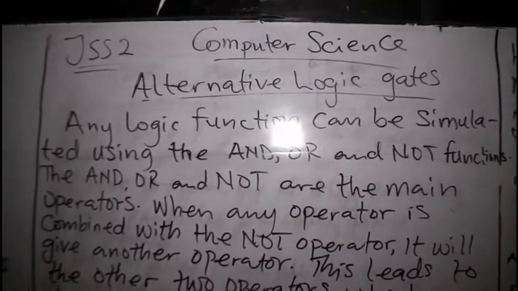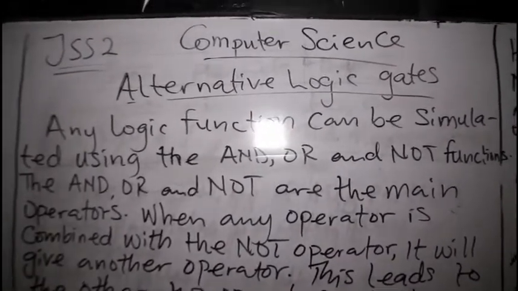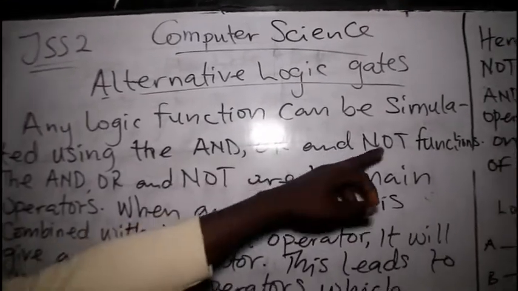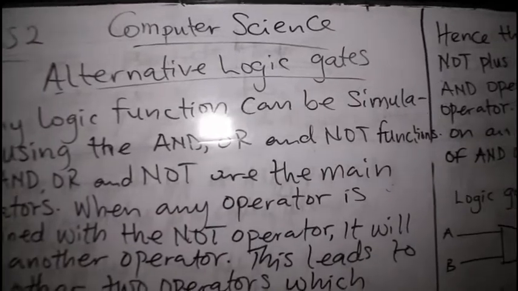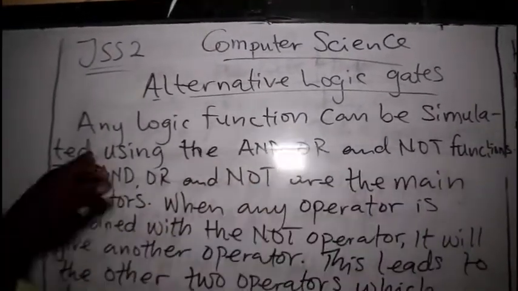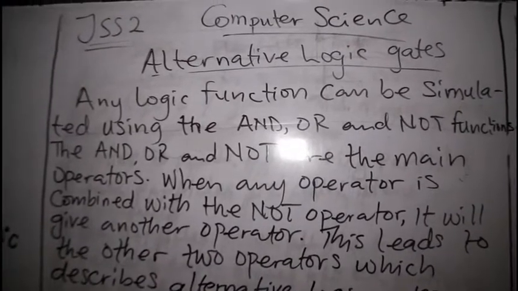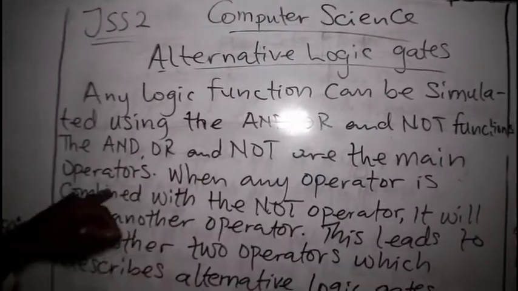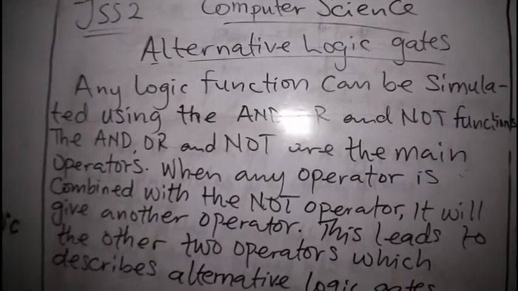Any logic function can be simulated using the AND, OR, and NOT. The AND gate, OR gate, and NOT gate are the standard logic gates, so the functions of these three gates can be used to simulate other gates. The AND, OR, and NOT are the main operators because they are the standard logic gates.